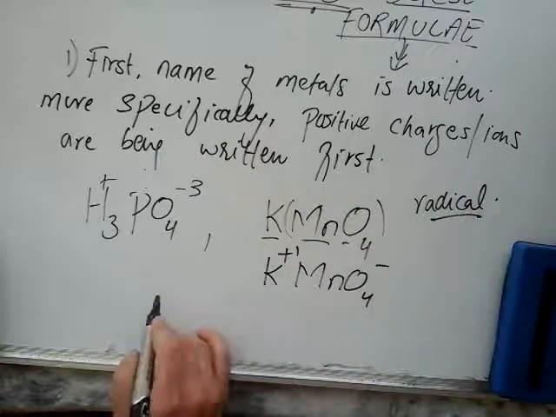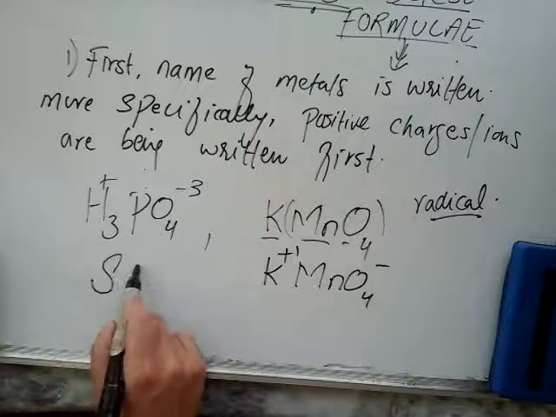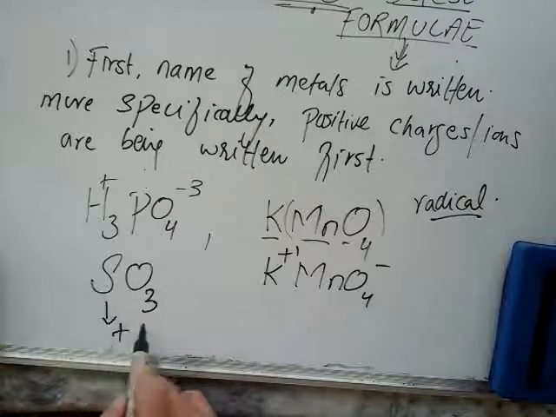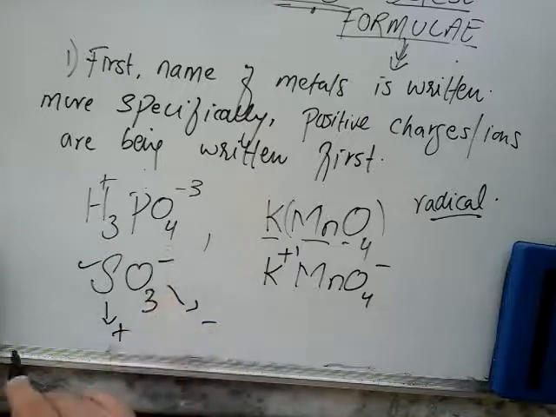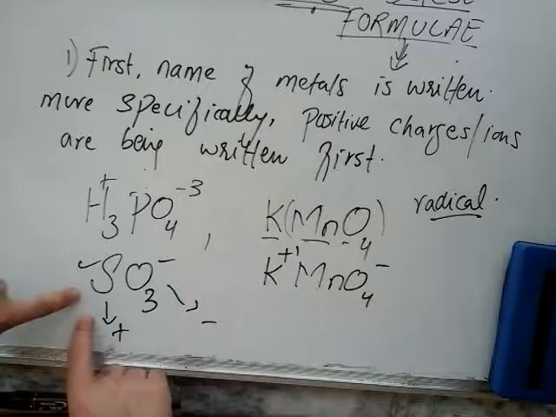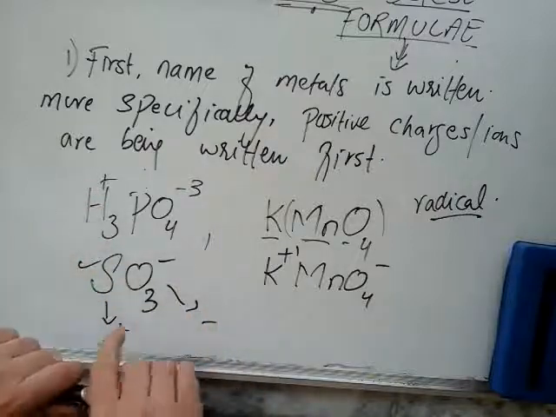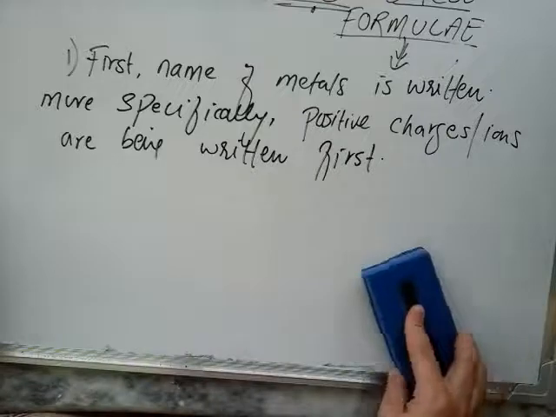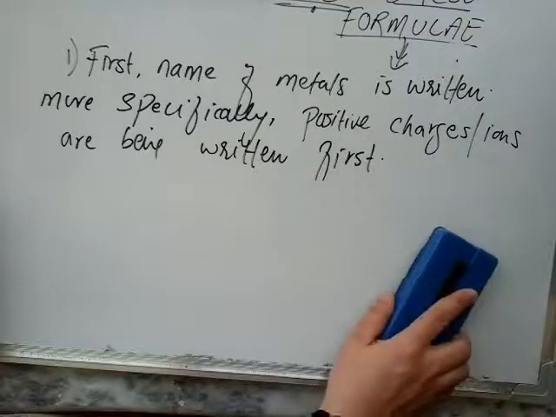Okay, in the same way, for example, sulfur trioxide. Here the charge of sulfur is plus and oxygen is minus. Both sulfur and oxygen are non-metals, but still here the charge of sulfur is plus and oxygen is minus. Is that clear? This is one rule of writing formula, that first we need to write the positive charge and then followed by the negative charge.